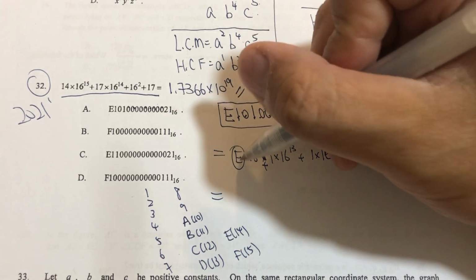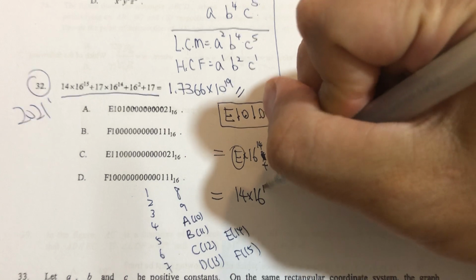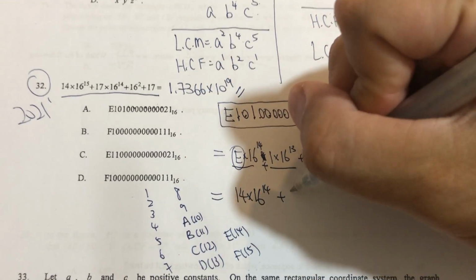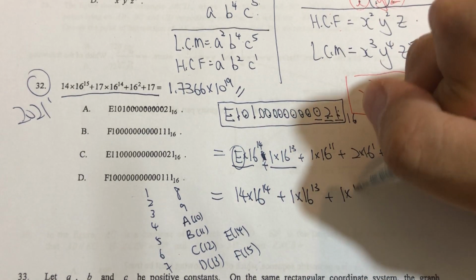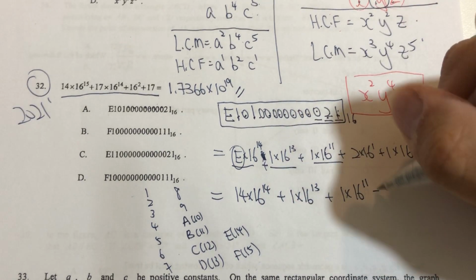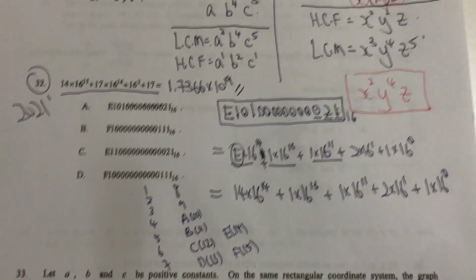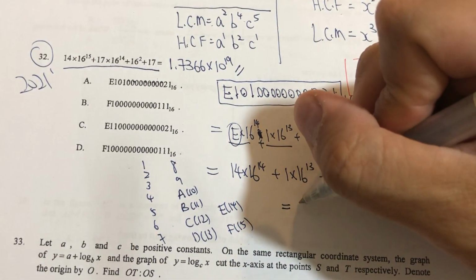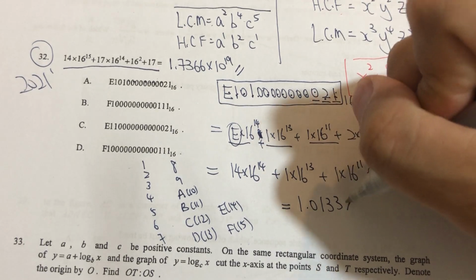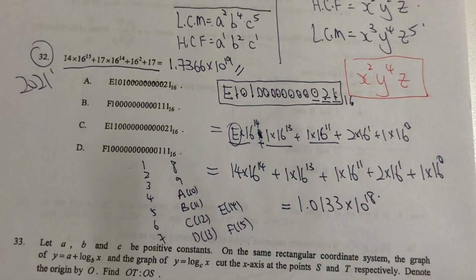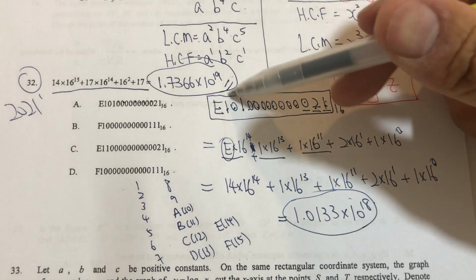Now E means 14, so we have 14 times 16 to the power of 14 plus 1 times 16 to the power of 13 plus 1 times 16 to the power of 11 plus 2 times 16 to the power of 1 plus 1 times 16 to the power of 0. Okay, and now we could use the calculator, and we find that it is 1.0133 times 10 to the power of 18. So obviously it is not the same as this number, they are not the same.